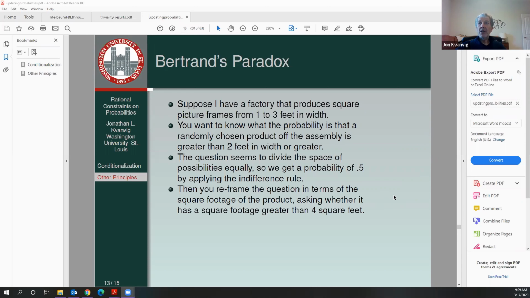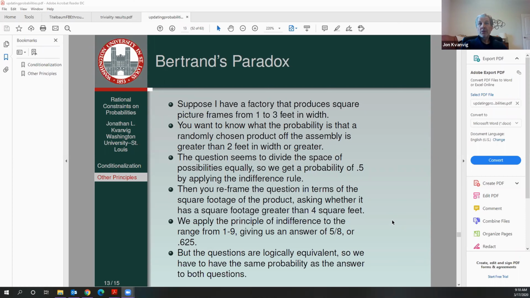But suppose you then reframe the question in terms of the square footage of the frame, asking whether it has a square footage greater than 4 square feet. We apply the principle of indifference again, but now the range runs from 1 to 9, because a 1 foot square frame will be 1 square foot, and a 3 foot square would be 9 square feet. So now you've got a range from 1 to 9, which is 8 units in width. And we're asking about whether it's in the top 5. So we get an answer of 5 over 8, or 0.625.